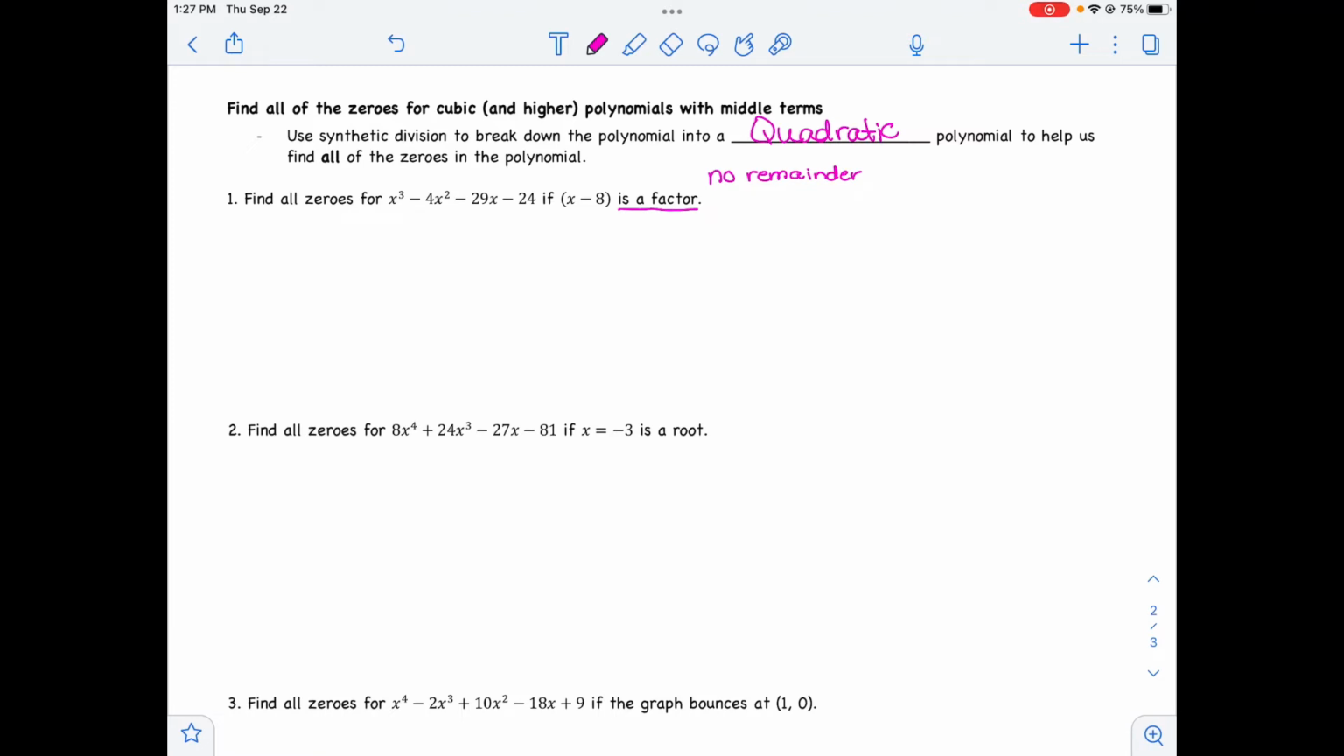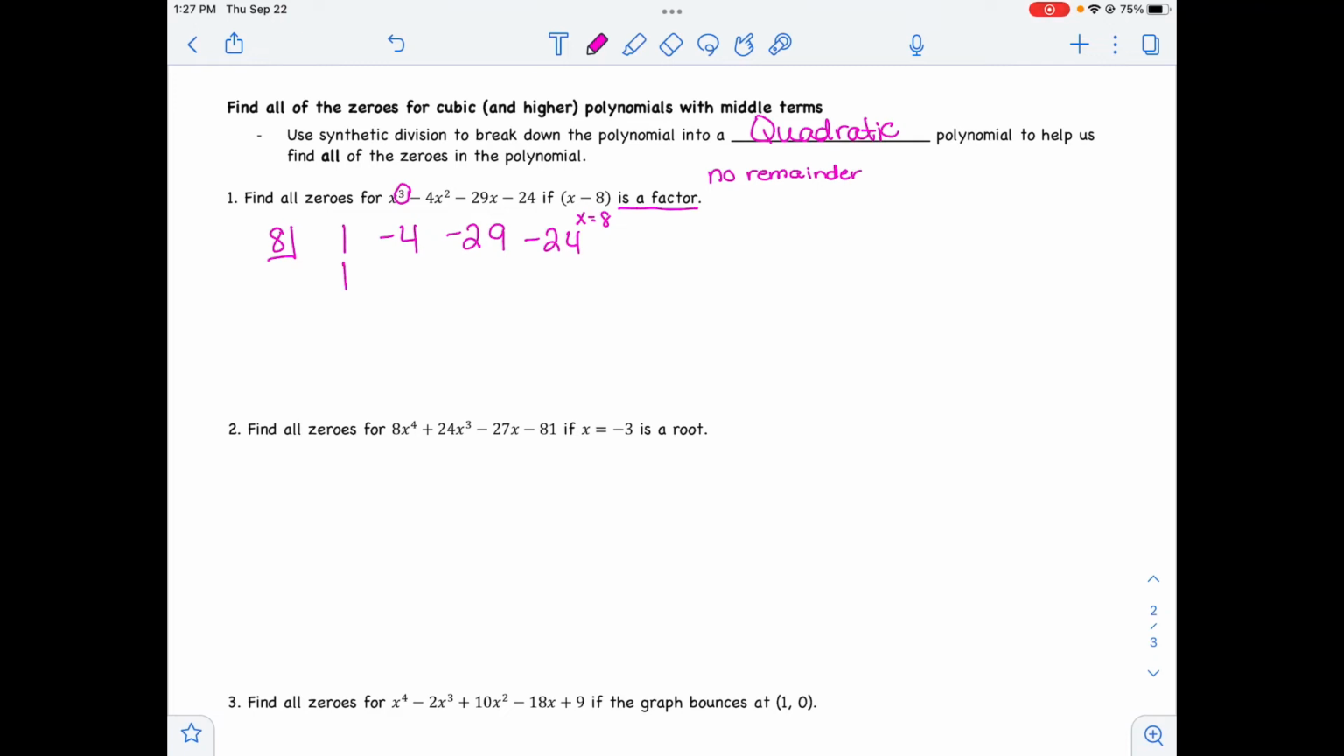So then we're going to set up our problem, look at what our starting degree is. We have a 3, so that means we should have 3 answers. And so we're going to check and make sure we have a placeholder for everything. We got 3, we got 2, we got 1, we got a constant. Fantastic. We're going to use synthetic division. So x is going to be an 8. 8 goes in our box. Then we have our coefficients of our polynomial, 1, negative 4, negative 29, negative 24.